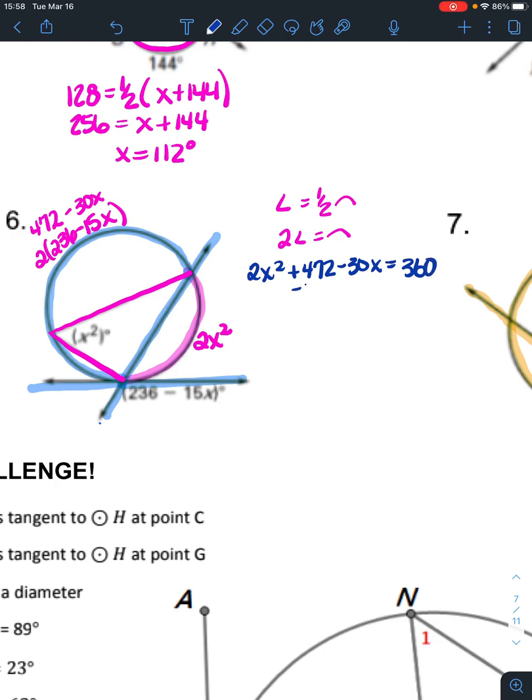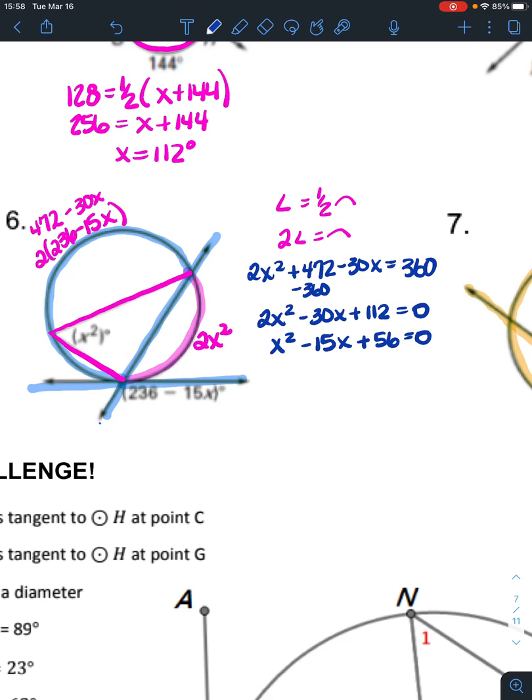Well, since this is going to be a factoring problem because it's x squared, I'm going to subtract 360 from both sides, and I'm going to go ahead and rewrite it in an order that is beneficial to me. 2x squared minus 30x plus 112 is equal to 0. Notice that you have a greatest common factor of 2. So you can divide all the way through by 2, and that helps get down to something that's a little bit easier to factor.